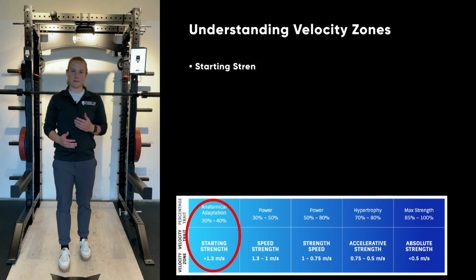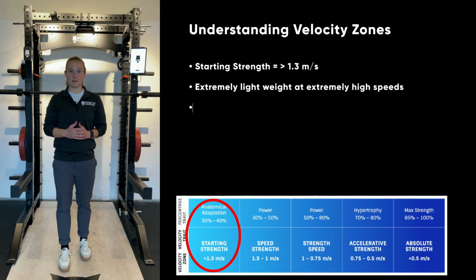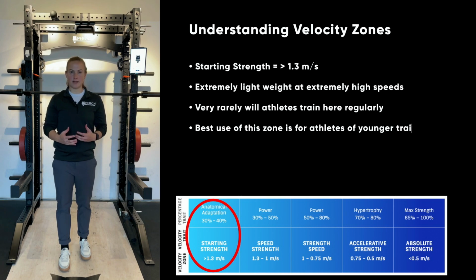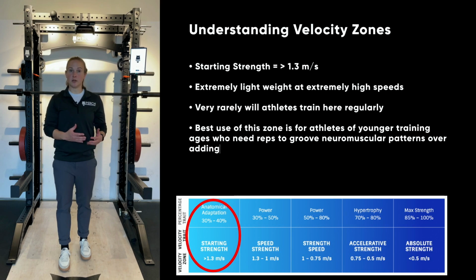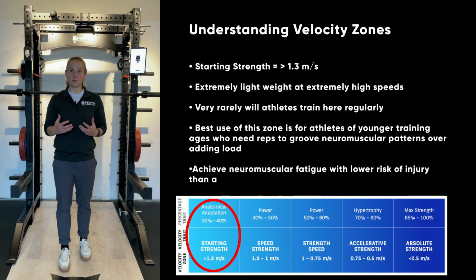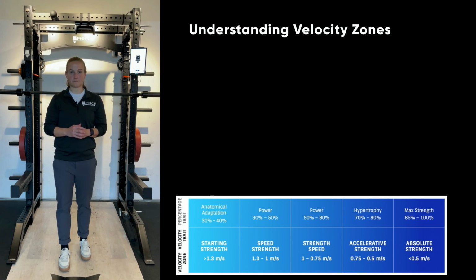The last zone, the fifth zone, is our starting strength zone. That's going to be above 1.3 meters per second. Starting strength zone is extremely lightweight at extremely high speeds. Very rarely will athletes train here, but the best use of this zone is typically for athletes of younger training ages who need reps to groove neuromuscular patterns over adding load. In this way, they achieve neuromuscular fatigue with lower risk of injury than adding load to a dysfunctional movement pattern.